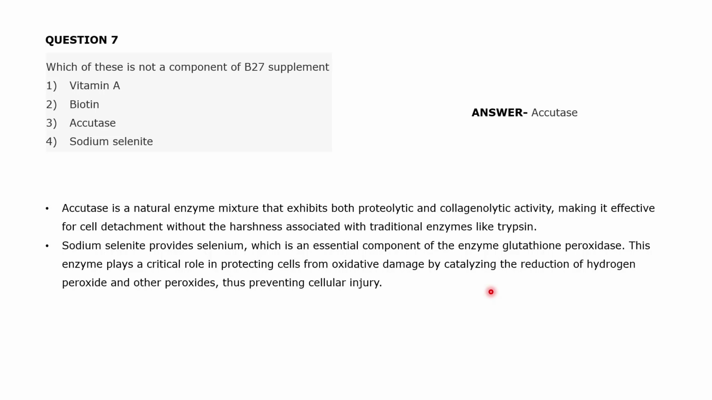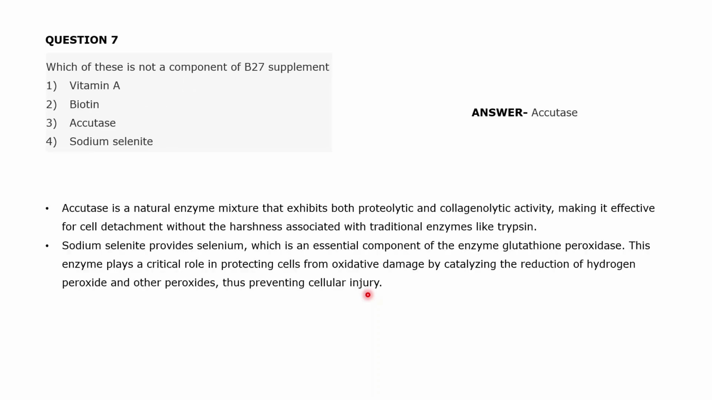Hydrogen peroxide and other peroxides will form at some point when you are incubating cells in a cell culture incubator. When the cells start growing, they form free radicals and other byproducts. To prevent that, it is important to activate glutathione peroxidase, which prevents the formation of free radicals and oxidative damage, which in turn prevents cellular injury. It is something that is present within the vitamin B27 supplement.